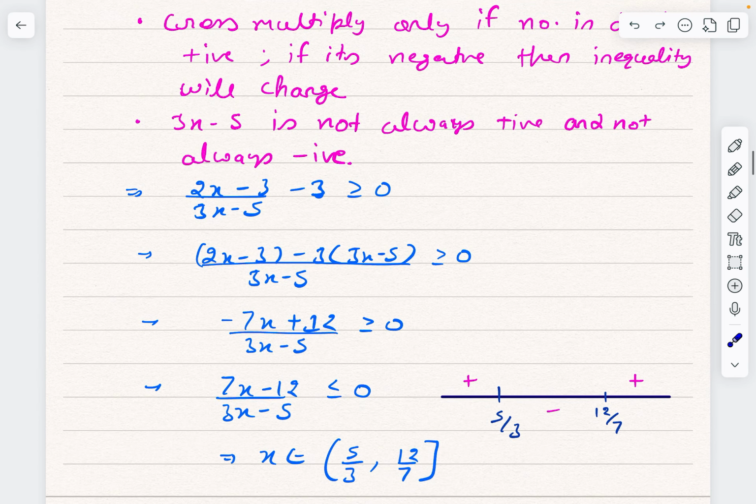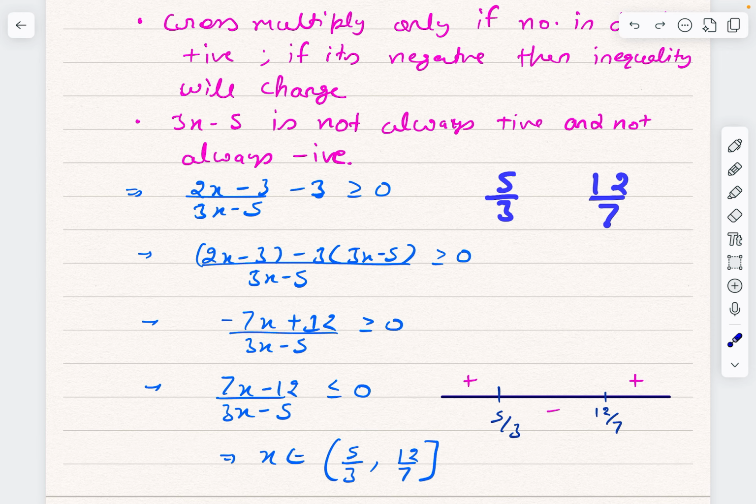So what you will get here is (2x minus 3 minus 3 times (3x minus 5)) over (3x minus 5). Upon simplification, you get (minus 7x plus 12) over (3x minus 5). Again, you have to use the Wavy curve method where the x coefficient is negative here, minus 7. So we take the negative outside and take to the other side, you get (7x minus 12) over (3x minus 5) less than or equal to 0. Now, the roots are 5 by 3 and 12 over 7.